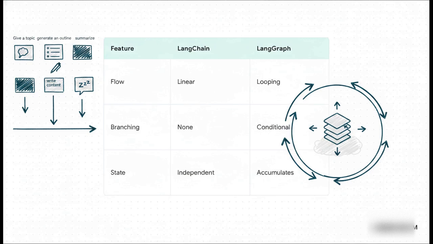They absolutely require conditional branching, meaning the agent can decide whether to loop or stop based entirely on what it just observed in real time. And critically, they need state management. They need to accumulate memory across these iterations so they don't just forget what they tried 5 seconds ago.